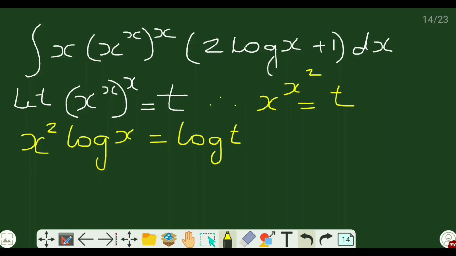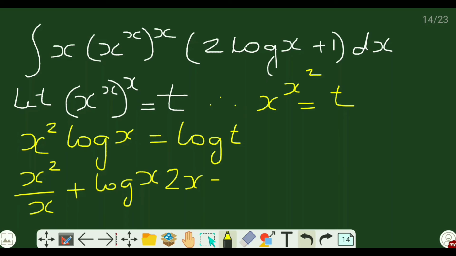Now how to differentiate this further? We differentiate it by using the formula u into v, because if you observe on the LHS, we have two terms, x square and log x. So we get x square into differentiation of log x, which is 1 upon x, so x square upon x, plus log x into the differentiation of x square, which is 2x, which is equal to the differentiation of log t. That is 1 upon t, but we are differentiating with respect to x, so we also write dt by dx.